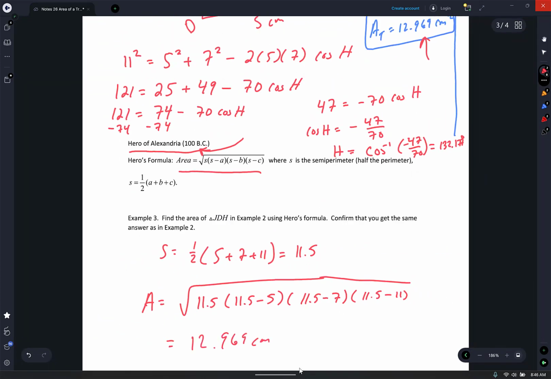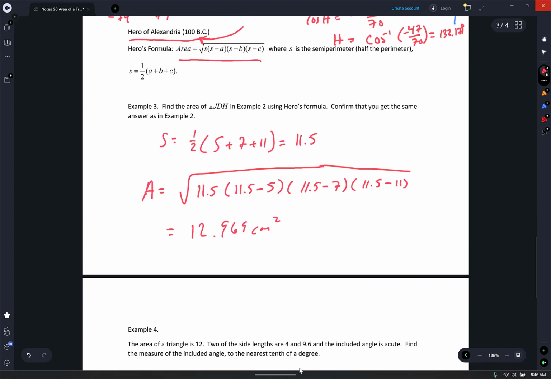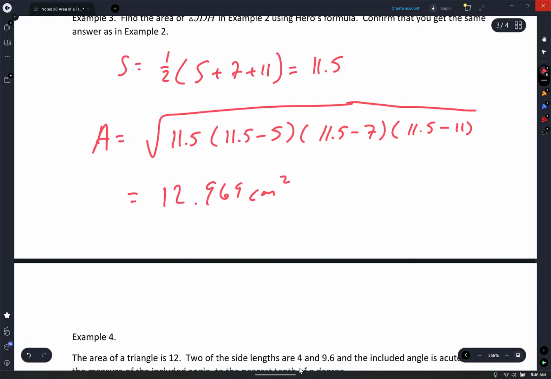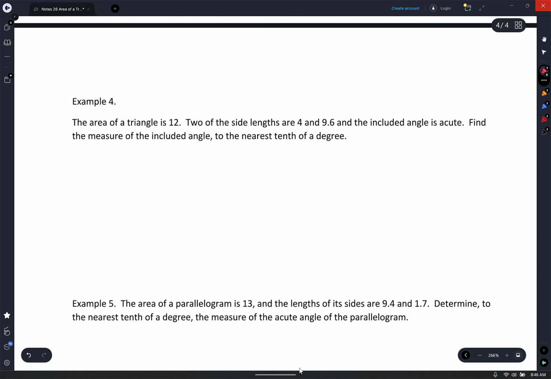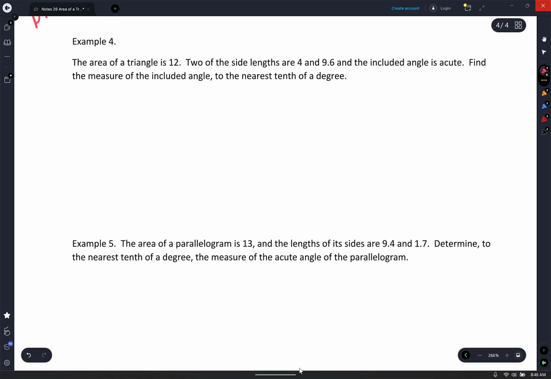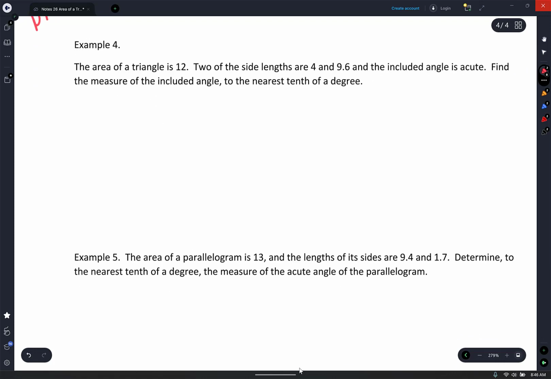12.969 square centimeters. Amazing. All right. There it is. I hope you guys are impressed. Now I'm just going to practice some Delta questions. So these 3 examples are coming from Delta Math. That's what you're going to have today. So let's see if we can figure it out.